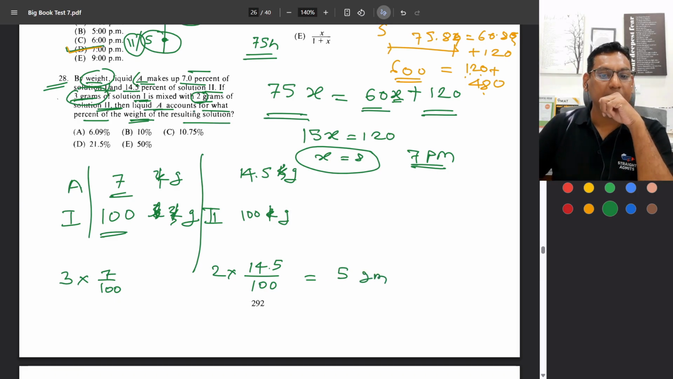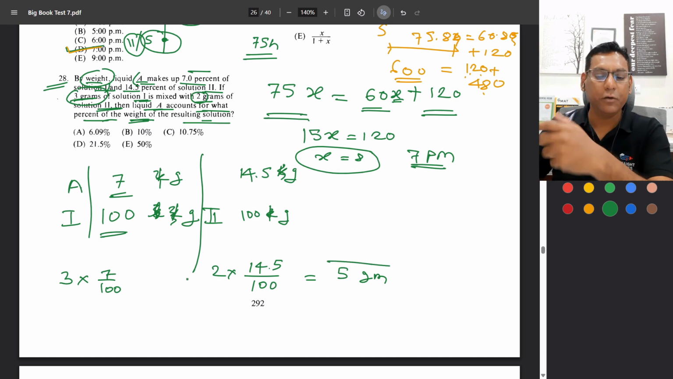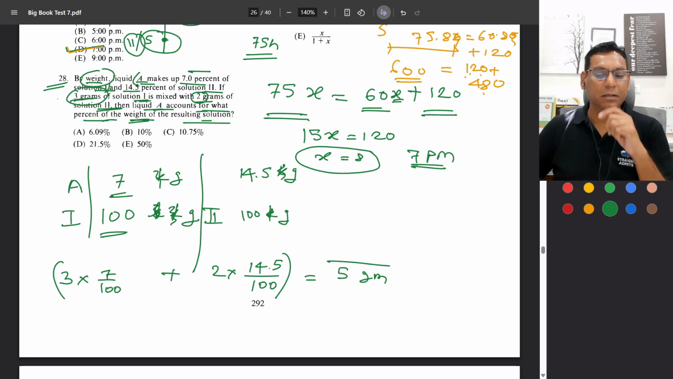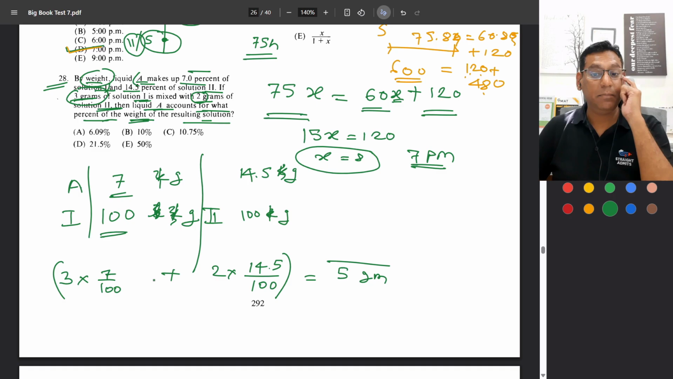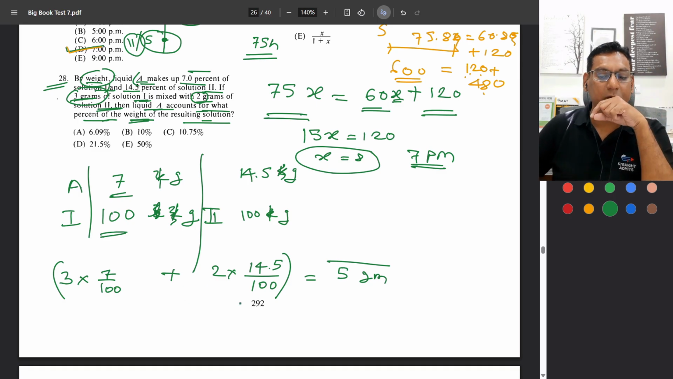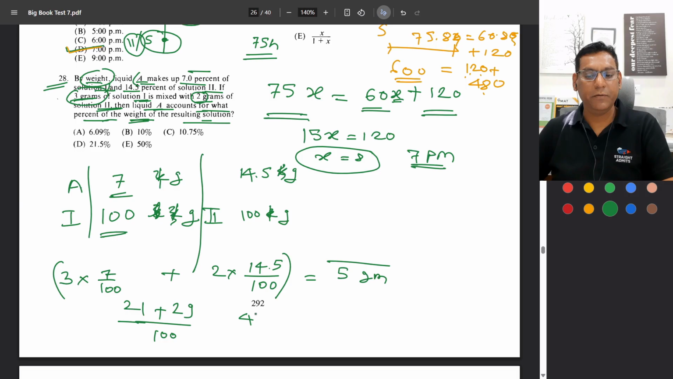Okay, then liquid A accounts for what percent of weight of the resulting solution? So in the resulting solution of 5 grams, what is the total weight of A? I need to add these two quantities and I'll get that. It's a little math intensive. Okay, there is also another way. I'll discuss that. Let's first understand this. So this is going to be out of 100, the denominator is same. So this is 21 plus this is going to be 29. So that's 48, right? Sorry, not 48, 50.